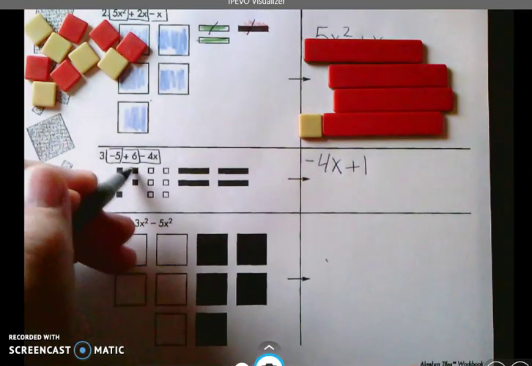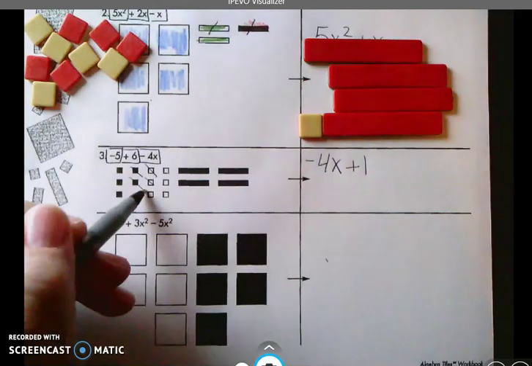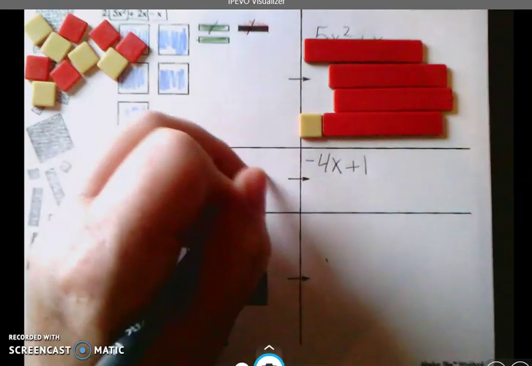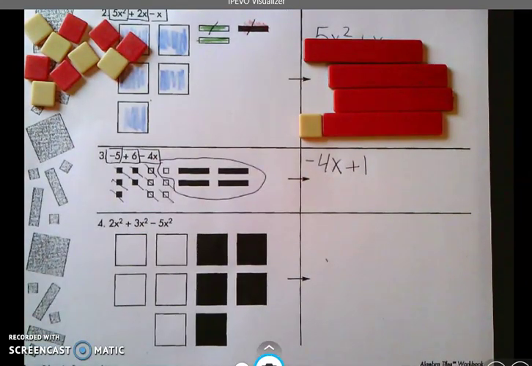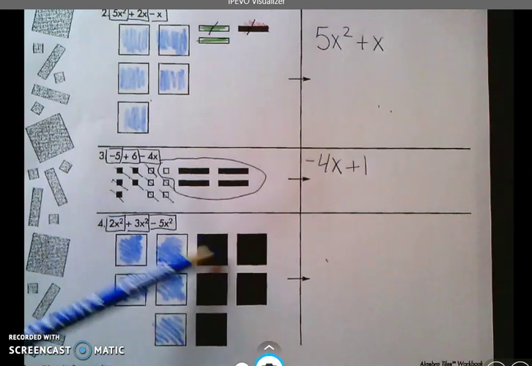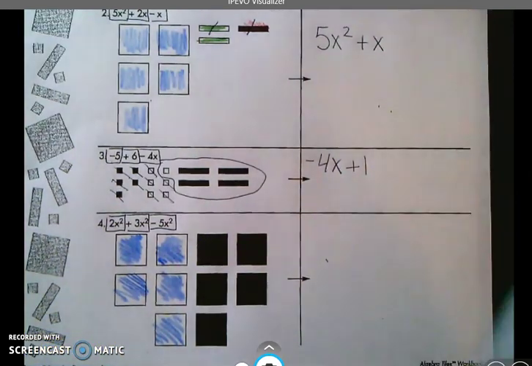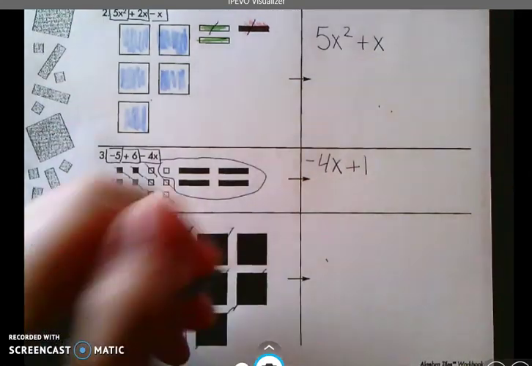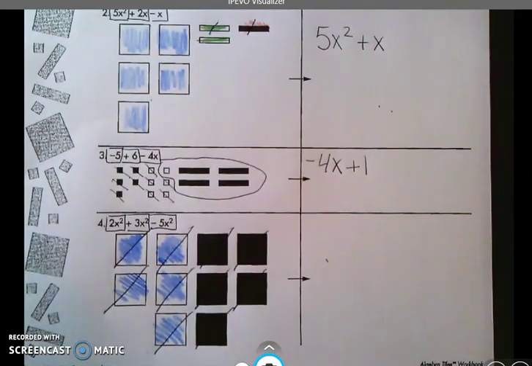So if you notice over here, everything cancels, and this is what you're left with. Okay, and then for the last one, oops, sorry, something just fell. Let's see how we did the last one. Okay, so when you did the last one, you should have had 2 big blue squares, 3 big blue squares, and 5 red squares. So when you cancel out, this cancels that one, this one and this one, this one and this one, this one and this one. So what did you have left? Nothing. So your answer would be 0.